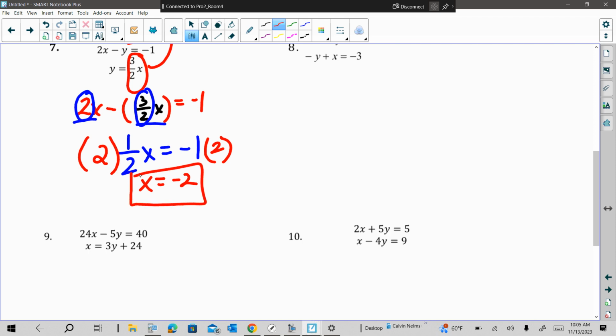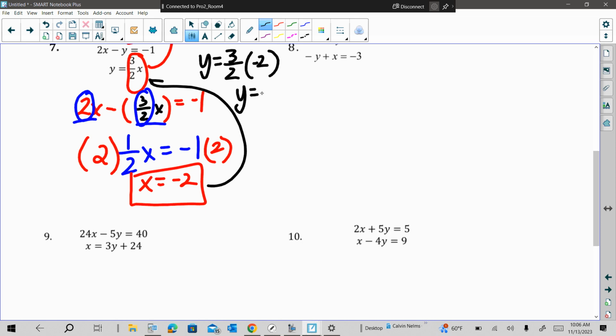X equals -2. I just need to put that answer back into what I circled to solve for y. Because this is y equals 3/2 x. So 3/2 times a -2. We can put that in the calculator as well. Just say 3/2 times a -2. We should get -3. So our solution is the ordered pair -2, -3.